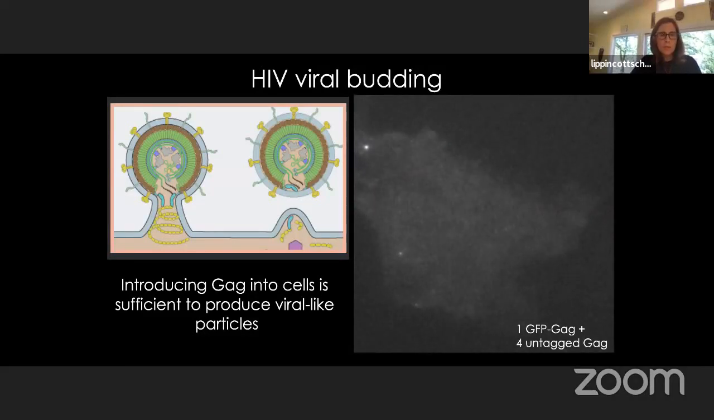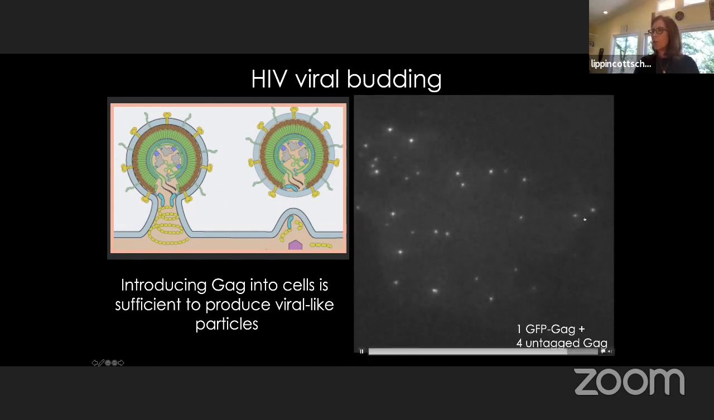And one of the things, and this is just a cartoon to the left, of HIV and the way it buds. This is the GAG protein, which really forms the platform that is going to bud out, and sequestered into the membrane surrounding that platform are proteins. Now, one of the things that we found is that all you need to do if you want to create this kind of viral particle is introduce GAG into cells.